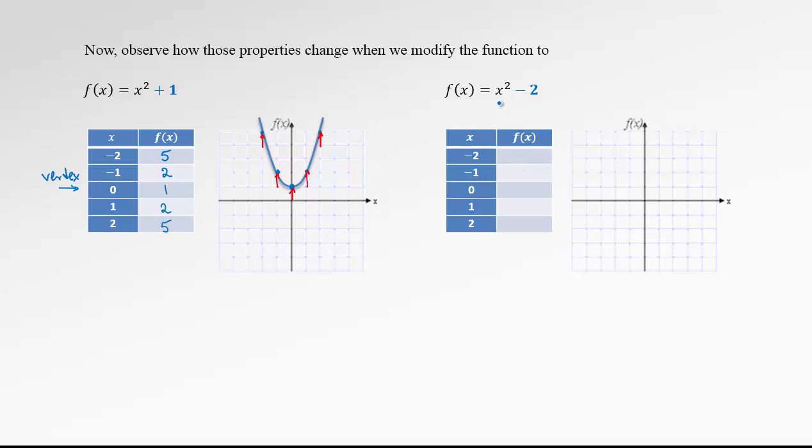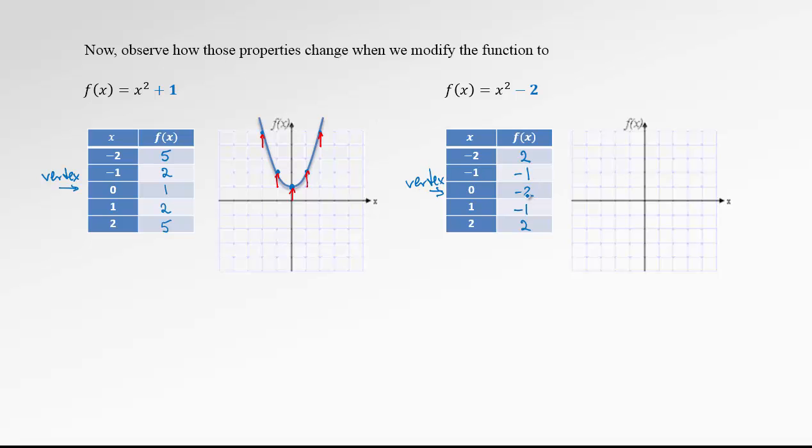Okay, negative 2 when squared becomes 4, but then we subtract 2, so the value is 2. Negative 1 squared is 1, minus 2 gives us negative 1. 0 minus 2 is negative 2. 1 squared minus 2 is negative 1 again, and 2 squared minus 2 is 2. Let's plot those points. Again, we see that this is our vertex.